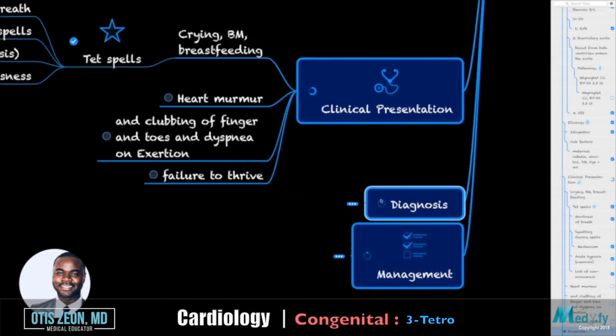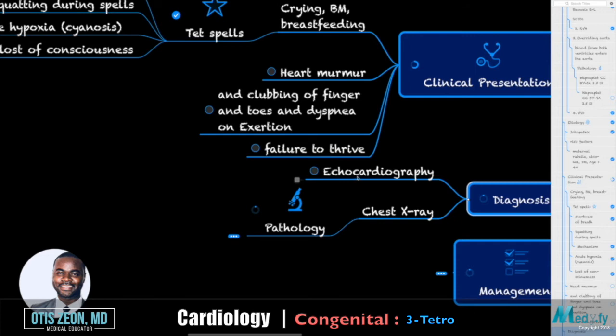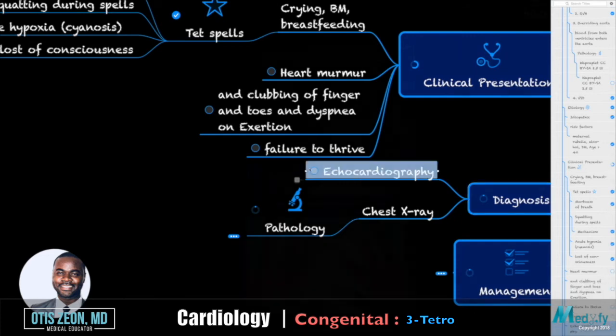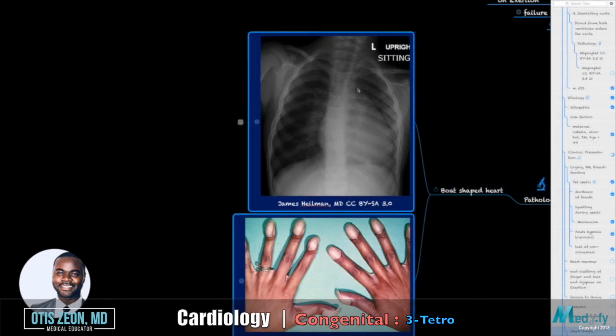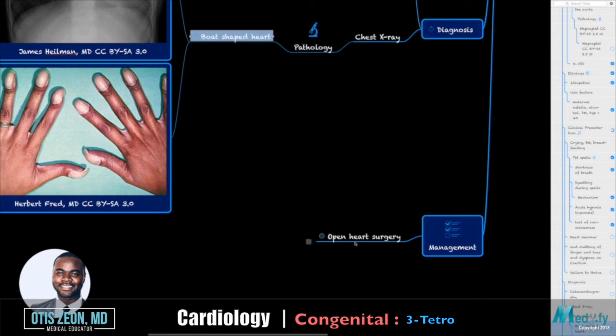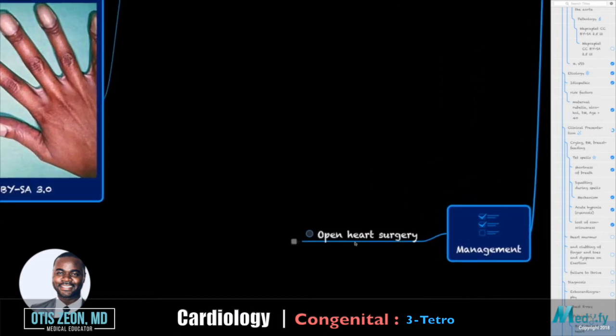In terms of the diagnosis for tetralogy of Fallot, like everything else, echocardiogram will be your gold standard. The pathology image is such that the patient looks like they have a boot-shaped heart. So if you look here, it looks like a boot, like they have a shoe. For management, you want to do open heart surgery. This is severe enough that you want to do an open heart surgery to treat it.